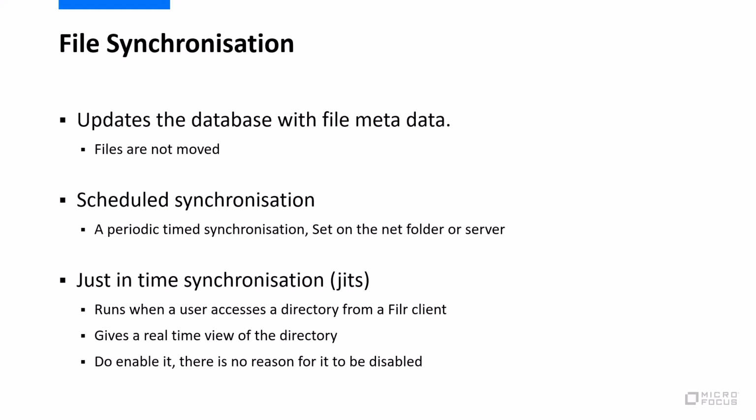Typically, you'd want to do a synchronization once a day, once a week, depending on how big that folder structure is. And one thing I would strongly recommend that you enable and implement is just-in-time synchronization. What this is, as a user accesses a directory, JITS will kick in and do a quick look at that directory and show those results at that real point in time. If you don't enable it and a user goes into a directory, they're going to see what that directory looked like the last time the sync ran. So please enable just-in-time synchronization.